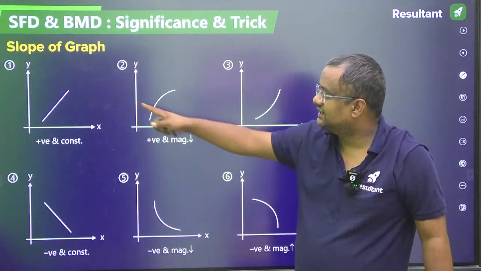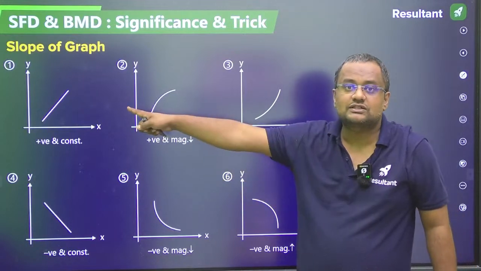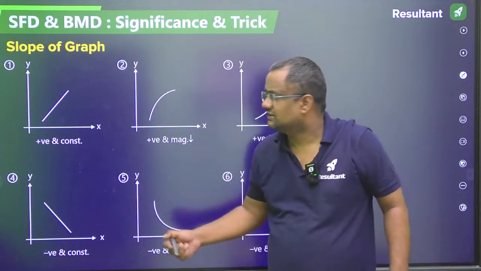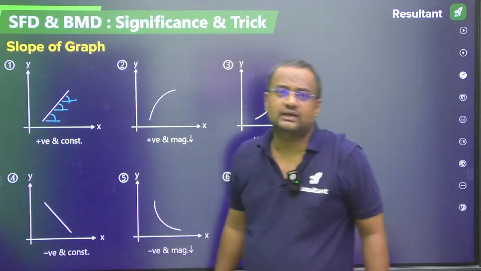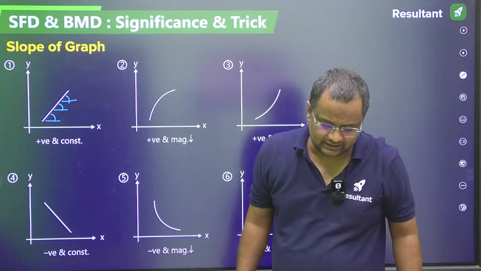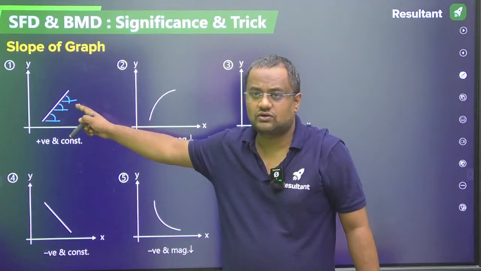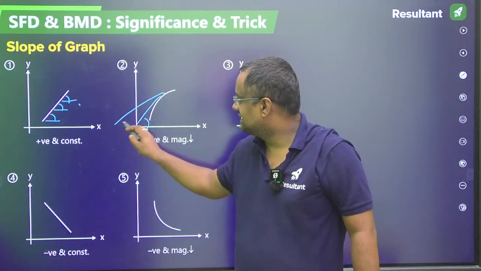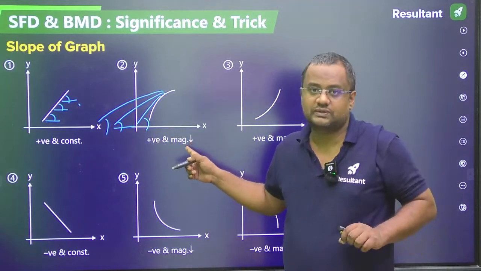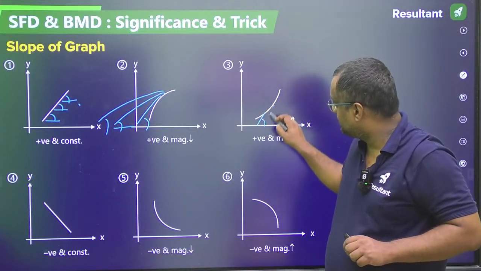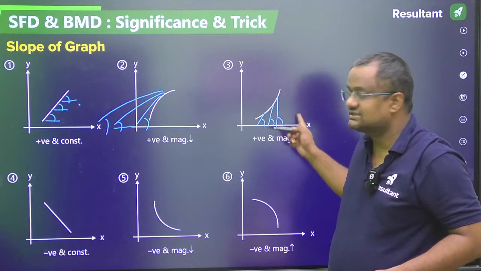I will take these as graph 1, graph 2, graph 3, graph 4, graph 5, graph 6. Graph 1: what is slope? It is the angle from the x-axis, an acute angle. Tan 30, tan 40, all these values are positive, and the angles are constant. Here the angles are decreasing, so the slope is positive but decreasing. Here the slope is an acute angle, tan 30, tan 50, all positive, but increasing.